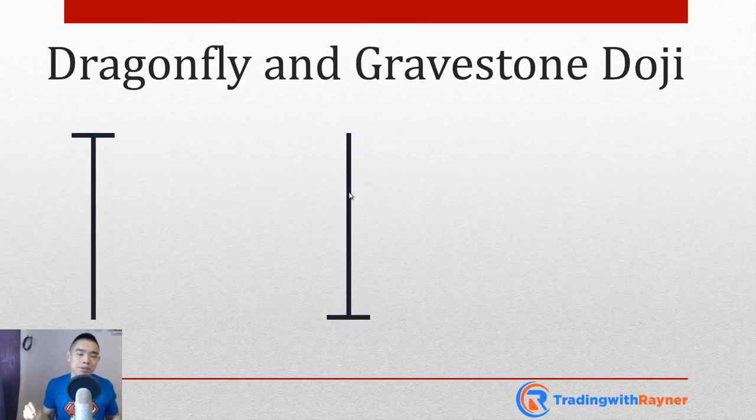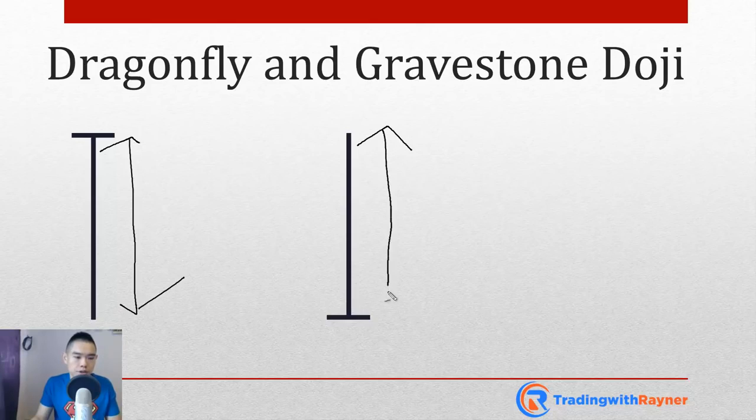So now let me ask you, what is the difference between the hammer and shooting star and the Dragonfly and Gravestone Doji? If you think about this, the only difference is the doji doesn't have a body. There is no body. What it shows you is just the price rejection. So this component over here is the rejection of lower prices. This component over here is the rejection of higher prices.